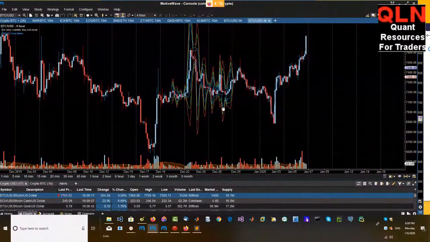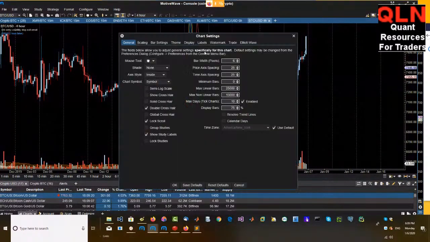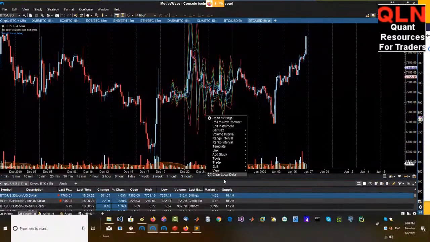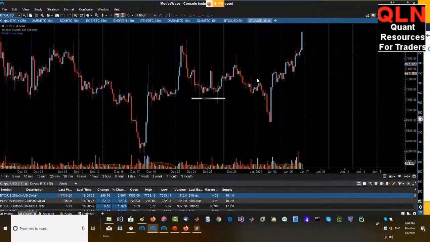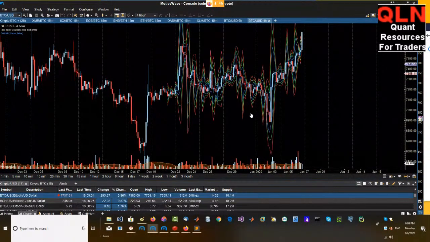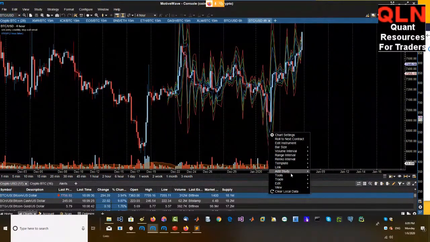Let's see here. If I can get rid of this study. Clear local data. What might work? Let's pray. Okay, so we have now got a clean chart. Yes. Oh, even worse. How do we do that? Edit, instrument, edit.